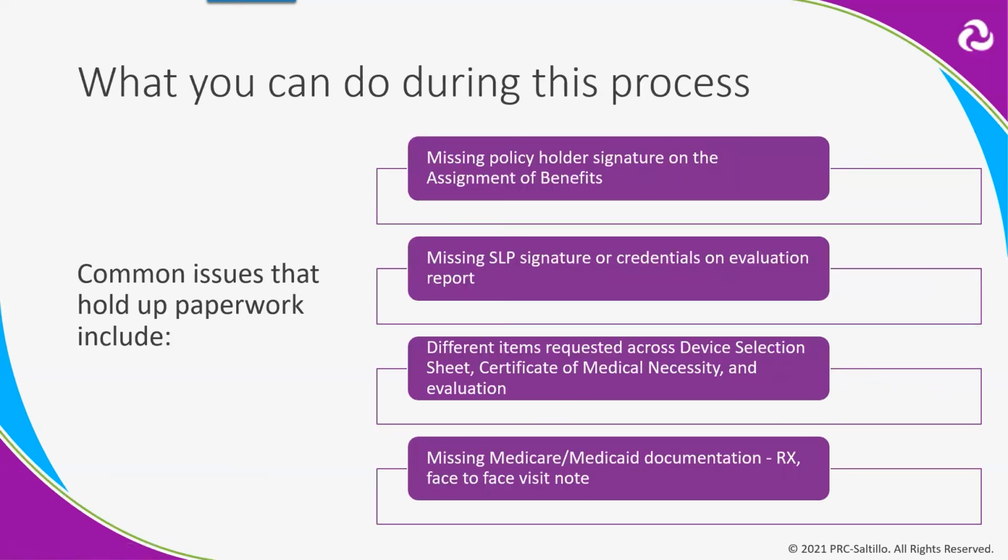Common issues that hold up paperwork: missing policyholder signature from that assignment of benefits, or the wrong policyholder signing it, or non-policyholder, I should say. Missing SLP signature or credentials on that evaluation report. Different items requested on the device selection sheet versus the certificate of medical necessity versus the evaluation report. And missing Medicare or Medicaid documentation, that face-to-face note, the prescription, etc. So knowing those and making sure you're watching for those as you complete things helps tremendously.